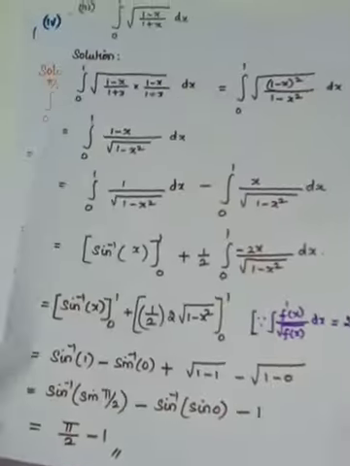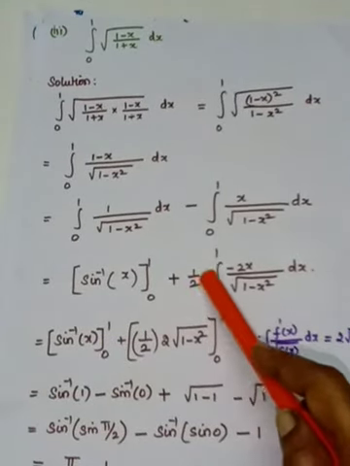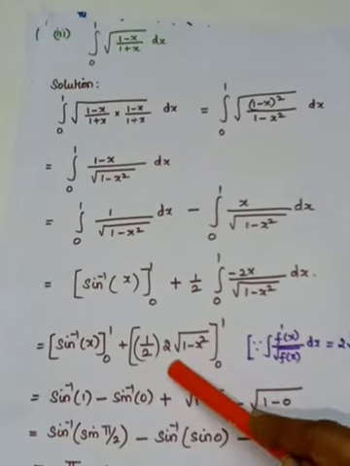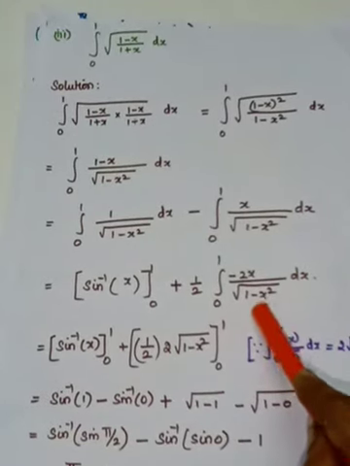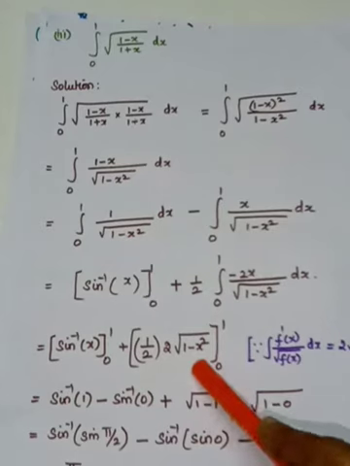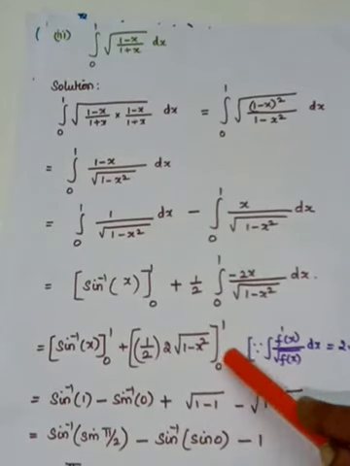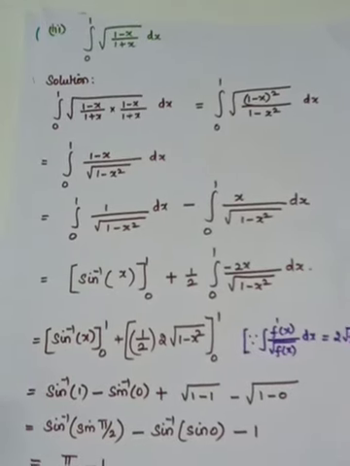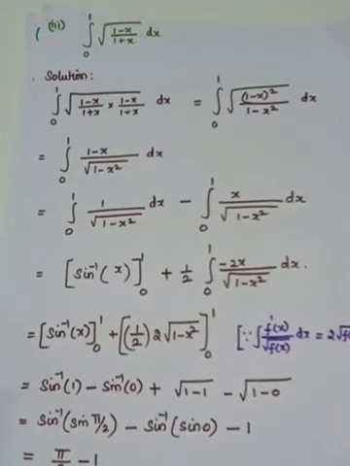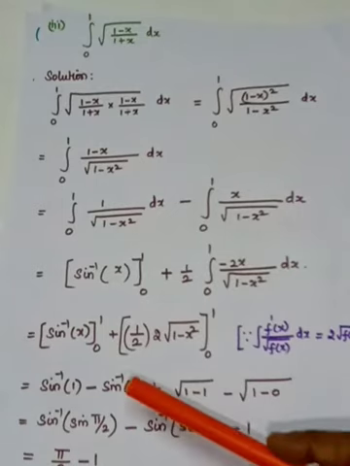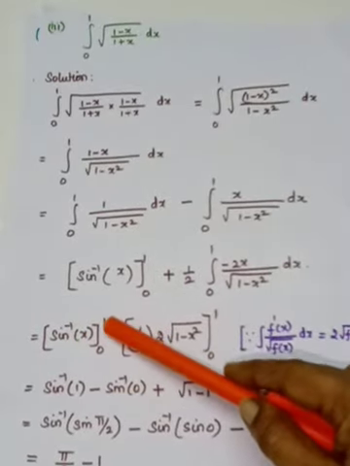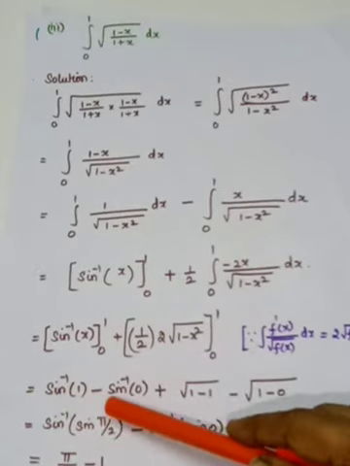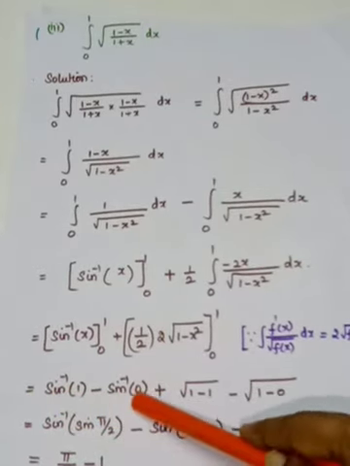So, here this 1 by 2 is written. According to the formula, 2 is written into square root of f of x, that is 1 minus x squared. After integrating this, you have to apply the limit. So, I have written 0 to 1. See now, first you have to apply the upper limit for the first term. So, in the place of x, the upper limit 1 is applied. So, it is sine inverse of 1 minus sine inverse of the lower limit 0.